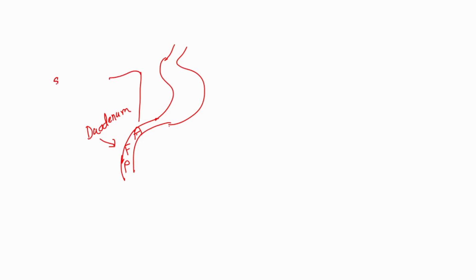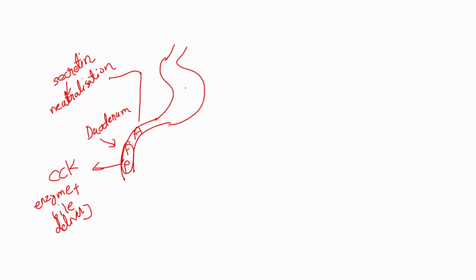Acid triggers secretin, which orders neutralization. Fat and protein together trigger CCK, or cholecystokinin, which orders enzyme and bile delivery. And protein in the stomach triggers gastrin, which maximizes gastric acid output before food even reaches the duodenum. This is elegant anticipatory coordination.